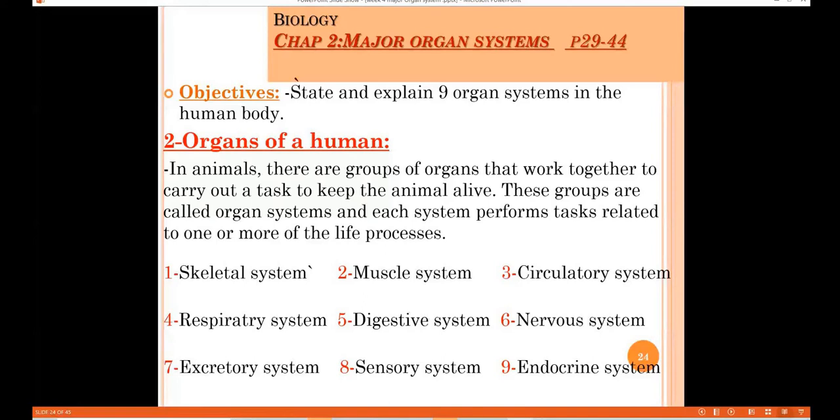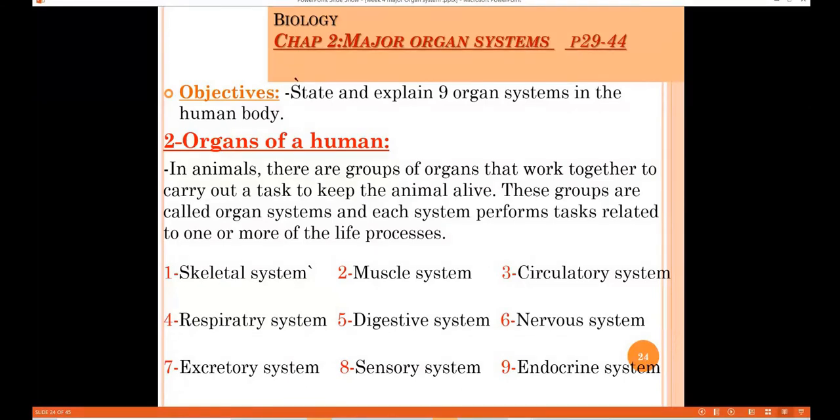Okay, so in animals and humans, mammals basically, there are groups of organs that work together to carry out a task to keep the animal alive. And these groups are called organ systems, and each system performs tasks related to one or more of the life processes. For example, each and every organ system in our body carries out a specific function. Like the circulatory system, what are the organs included in the circulatory system?